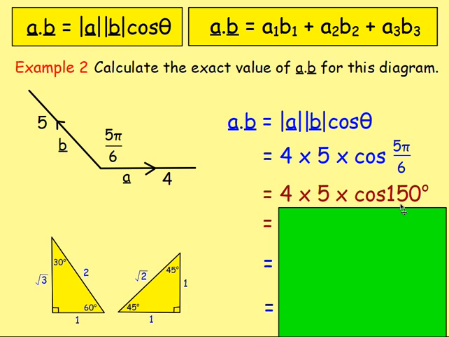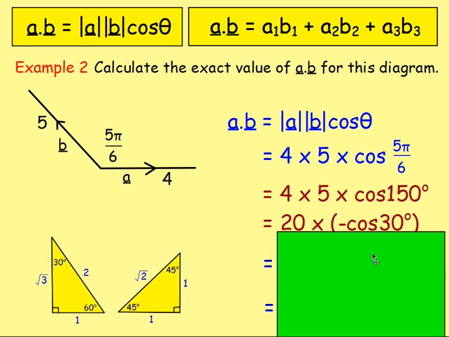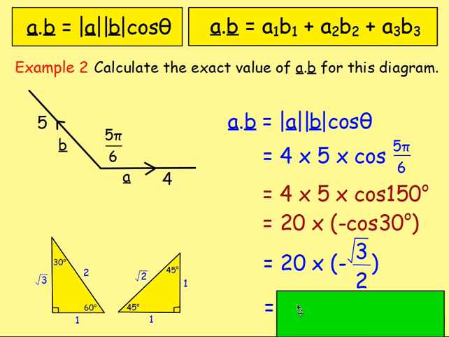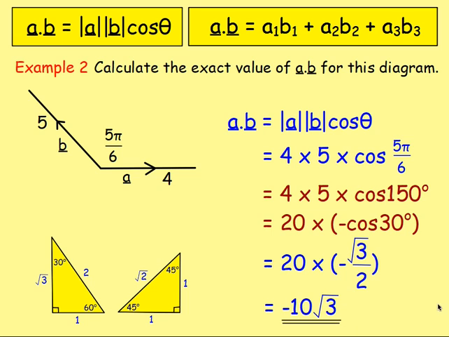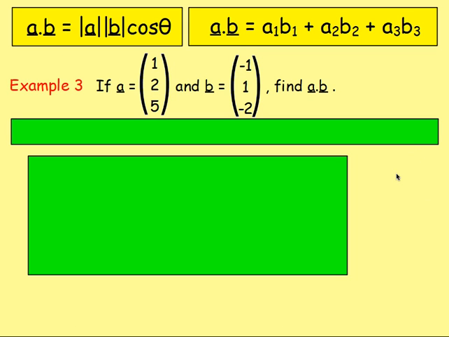From here, 150 degrees is in the second quadrant, where cos is a negative, so that will be the same as negative cos, and the distance from 180 is 30 degrees. 4 times 5 gives you 20, so it's 20 times negative cos 30. Use your exact value triangles, and the cos of 30 is... brilliant. It becomes negative root 3 over 2. From there then, you would end up with negative 10 root 3. And that would be your answer. That is your scalar product. Let's try another one.